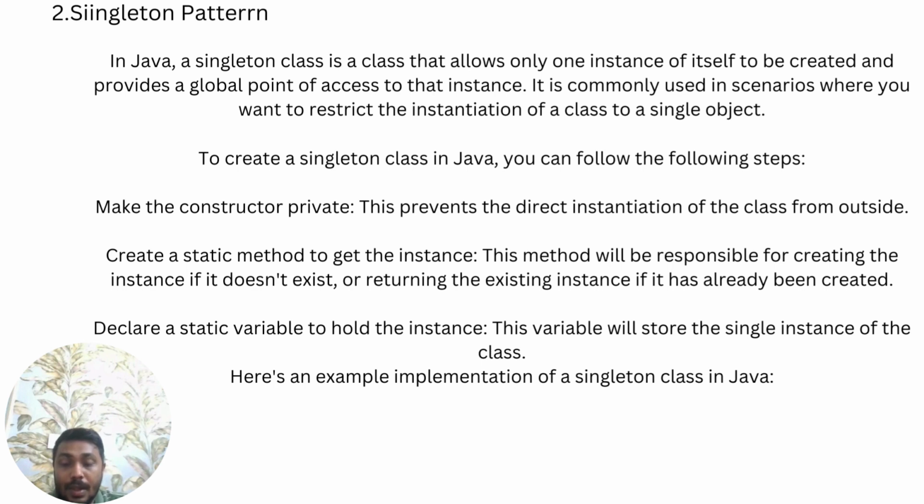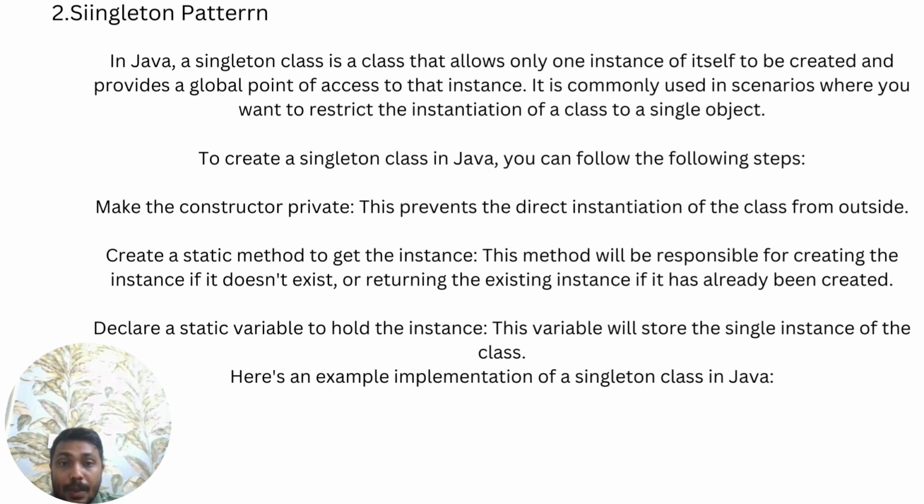So today we will be understanding the singleton pattern, how it works, and how we create a singleton pattern in Java. First of all, the singleton pattern is basically where we have only one instance. So basically, what we are doing is restricting the instantiation of a class to a single object. That means we are not allowing the creation of multiple instances of that class. So how can we achieve that?